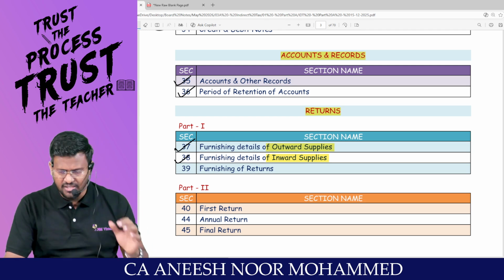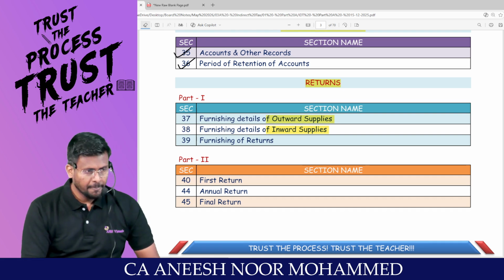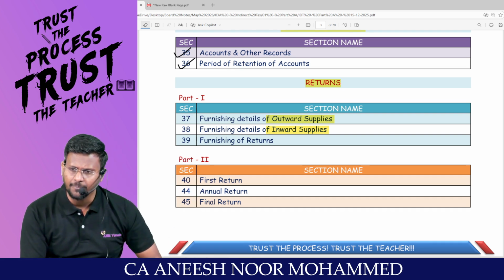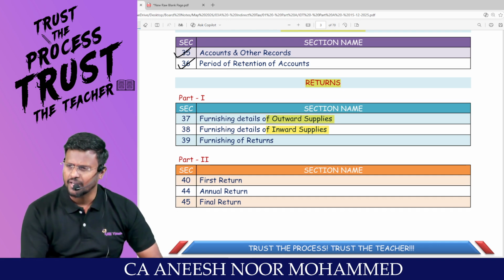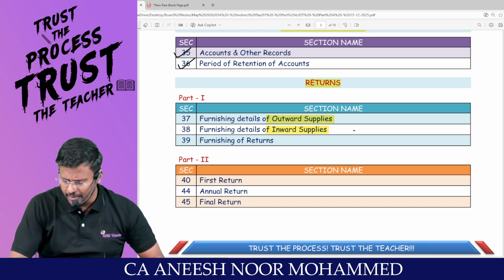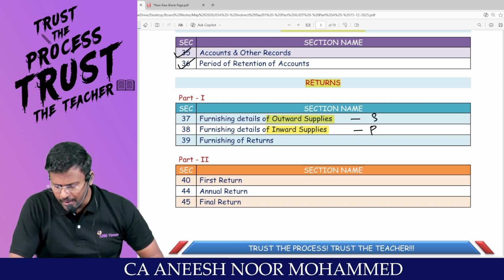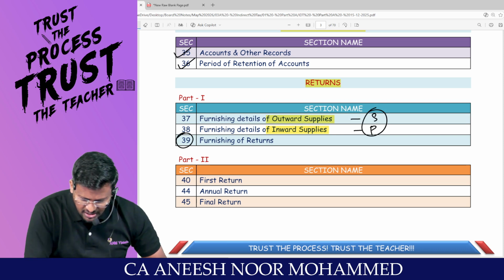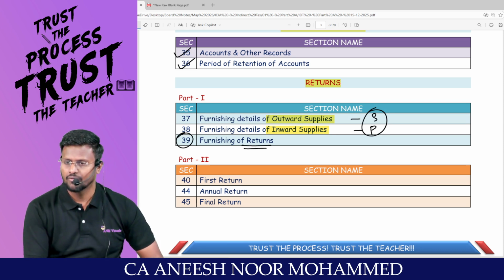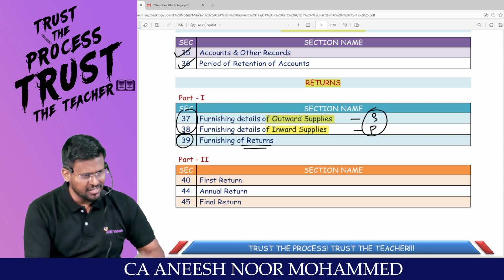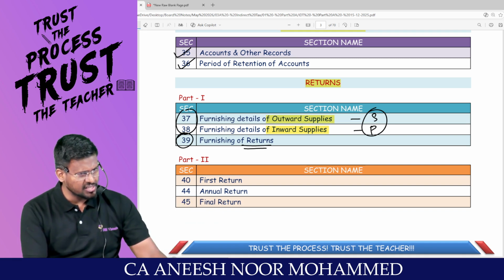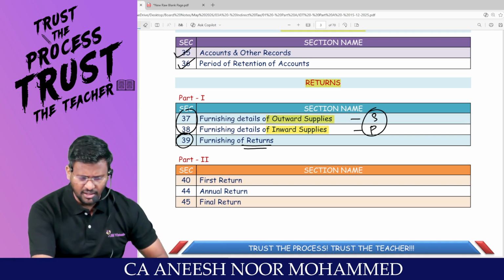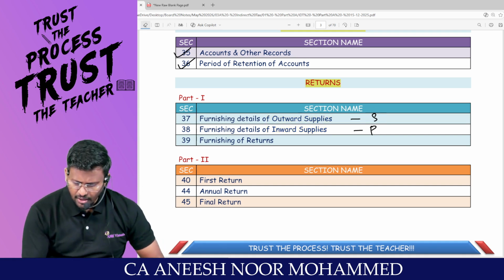That means as per section 37, all the outward supply details should be furnished. As per section 38, all the inward supply details should be furnished. Sir, inward supply means purchases. Outward supply means sales. Sir, purchase and sales is what business is all about. That's what section 39, furnishing of return, is. Section 39 means 37 plus 38. 37 is outward supply, 38 is inward supply, and 37 and 38 together is section 39, furnishing of the return.